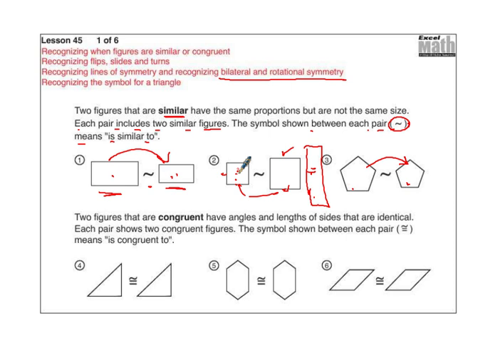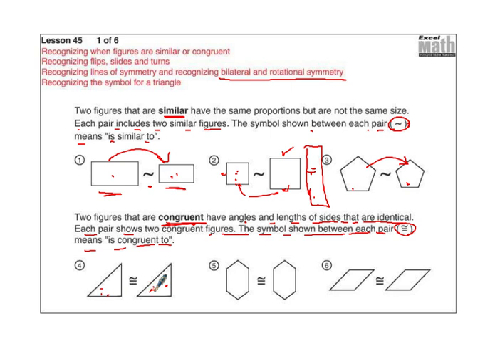Two figures that are congruent have angles and lengths and sides that are identical. Each pair shows two congruent figures. The symbol shown between each pair, which is an equal sign with a little squiggly thing on top, means "is congruent to." So this shape is congruent to that shape. Congruent means exactly the same. Not shrunk, not enlarged. These two look the same, and they're the same size.